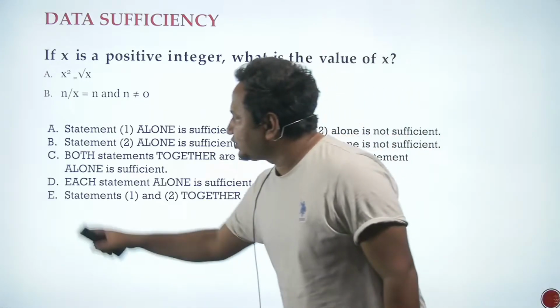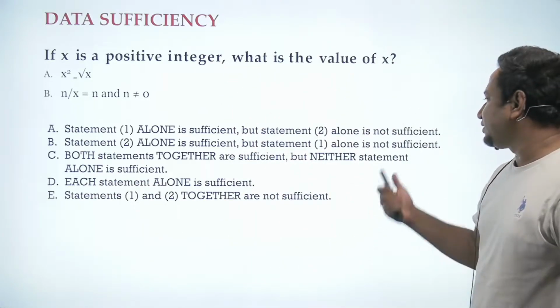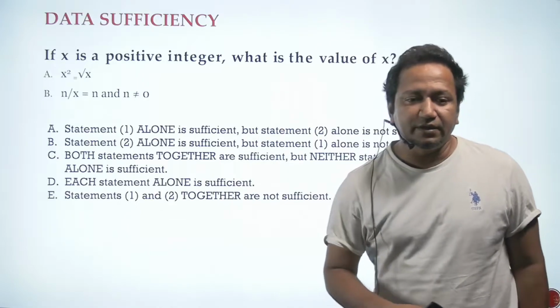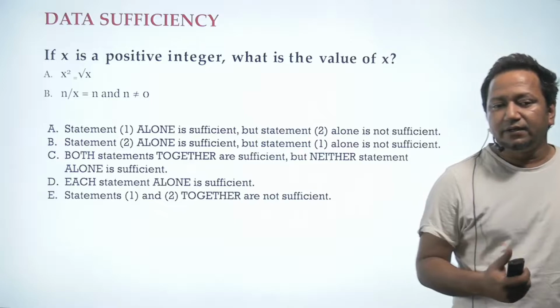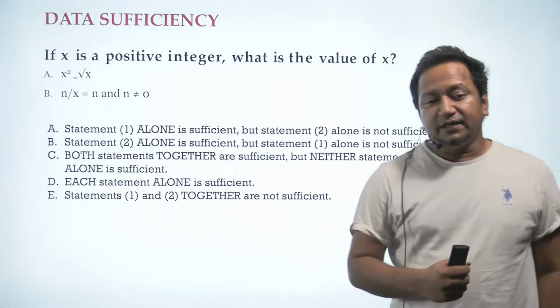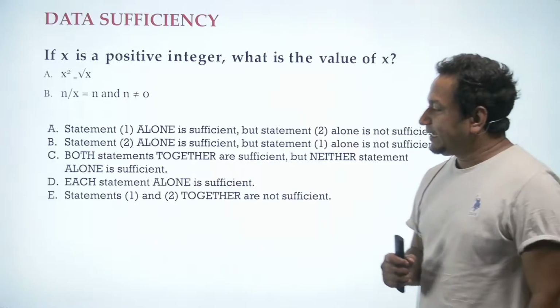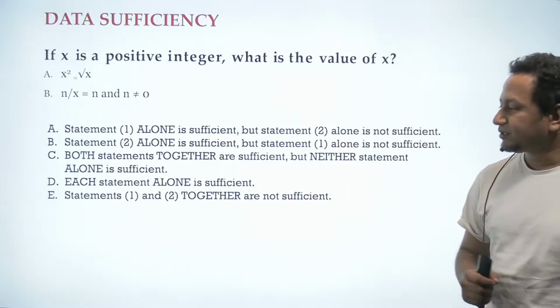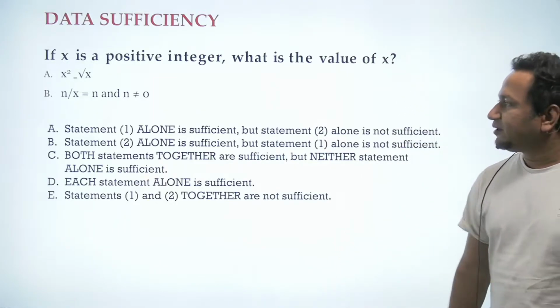So you should mark A if statement 1 alone is sufficient, but statement 2 alone is not sufficient. Similarly, you can mark B if statement 2 is sufficient, but not statement 1. You can mark C if both the statements together are sufficient, and option D when each statement alone is sufficient, and option E when both the statements together also are not sufficient.